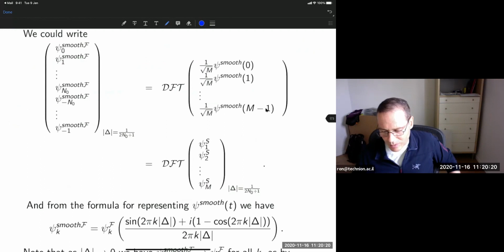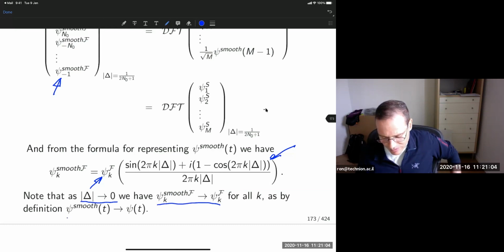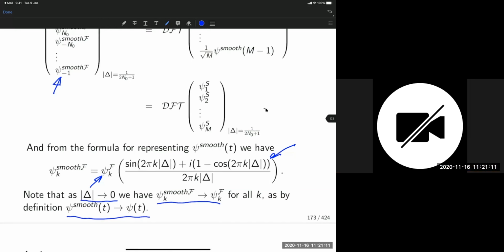Okay, so what can we do right now? We have seen that we can write the smooth coefficients, I mean the Fourier coefficients of the smooth signal, as the DFT of the standard basis, okay? So taking the DFT of the standard basis would be nothing but the coefficients of the smooth version of the signal. And we have seen the formula for representing the smooth coefficients is nothing but taking the Fourier coefficients of the signal and multiplying them by these coefficients, okay? And obviously, as delta goes to zero, we see that the coefficients converge to the coefficients of the Fourier for all k, and therefore the smooth version obviously would converge to the original version of the signal.